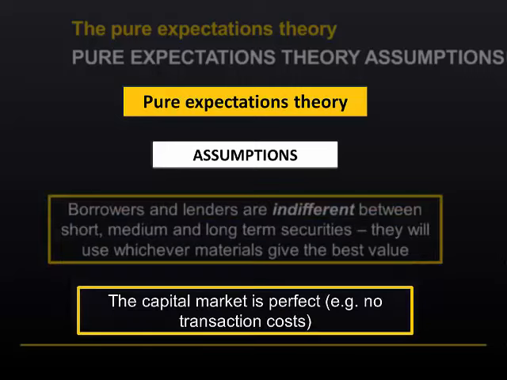The other assumption behind this theory is that the capital market is perfect, which in this case mainly means that there are no transaction costs. No transaction costs mean that market participants can move between different maturities without incurring costs. Of course, there are transaction costs in the real world, but this doesn't undermine the main conclusion of the theory. Assumptions like these simply make it easier to understand the theory when we are first introduced to it.